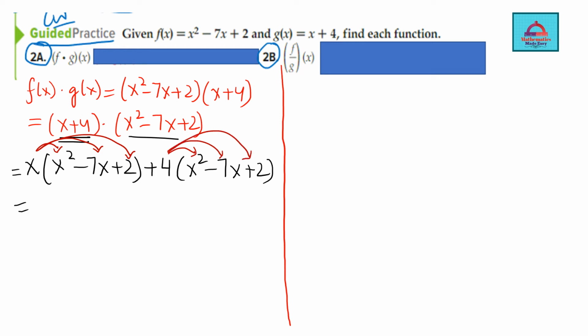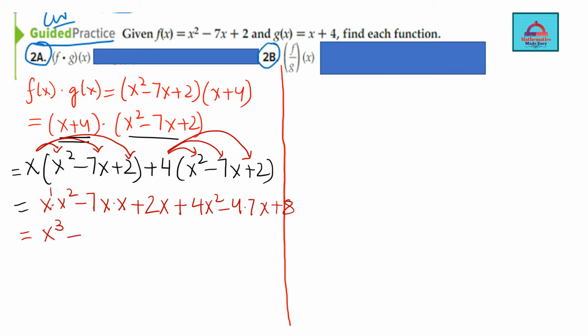So whenever you are distributing, you are multiplying by each term. So x with x square, negative 7x with x, plus 2 times x, plus 4 times x square, minus 4 times 7 times x, plus, now 4 times 2 is 8, so I'm just writing it as it is. Now x to the power 1 and x to the power 2, the powers will get added. X to the power 1, x to the power 1, the powers will get added, and 2x plus 4x square minus 28x plus 8. Now combine like terms.